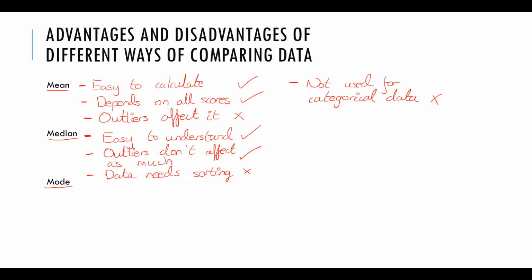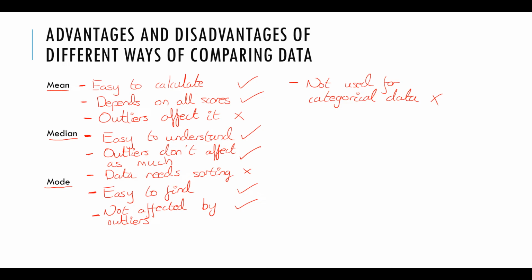Mode, what's the big advantage? Well, it is very easy to find. It is just the most popular one. Whichever number comes up the most often, that's really easy to find. It's not affected by outliers, because as with the median, the outliers, it's usually just 1 or 2 of them. They don't occur a lot of times. So outliers aren't going to be the most common pieces of data, so that's a big advantage. They don't affect it as much.